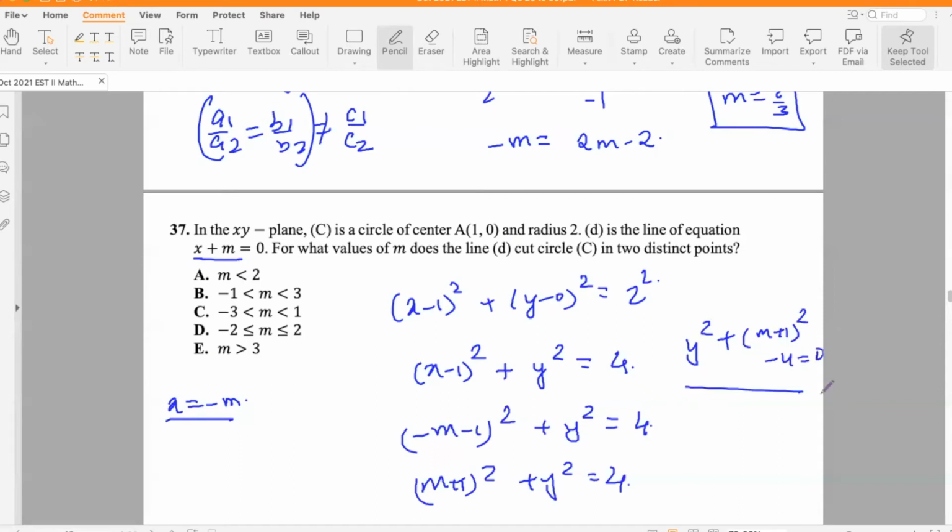So this is a quadratic in y, and for the circle and the line to intersect in two distinct points, the discriminant of this quadratic should be positive, right? So b squared minus 4ac should be positive. So 0 minus 4 into 1 into (m plus 1) whole squared minus 4, that should be positive, right? Okay, so let me write it here.